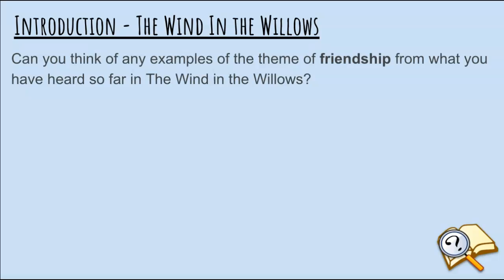Can you think of any examples of the theme of friendship from what we've heard so far in The Wind in the Willows? I can think of a couple. Mole offers to pack up the picnic lunch while Rat rests. That's being a good friend. Rat rescues Mole from the river and then forgives Mole for overturning his boat. That's being a good friend.